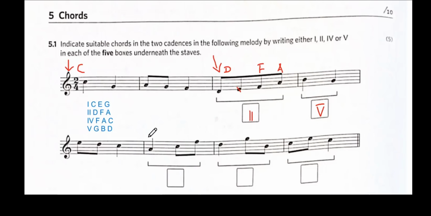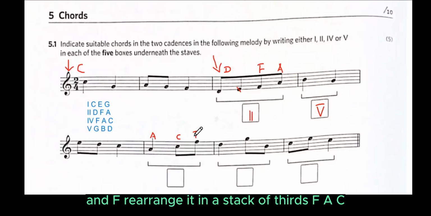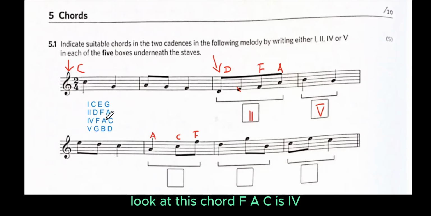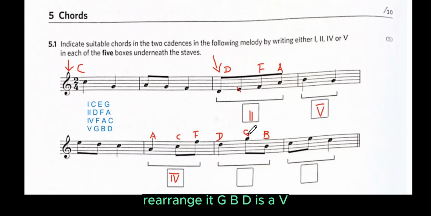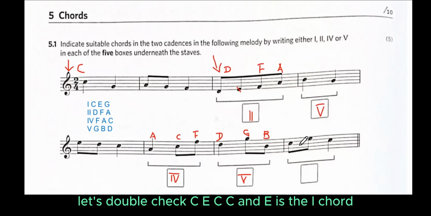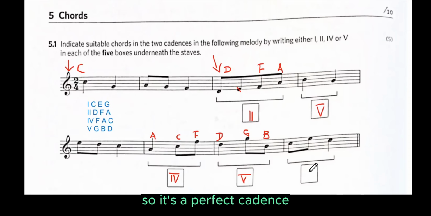The second line, this is an A, a C, and F. Rearrange it in a stack of thirds, F, A, C. Look at this chord, F, A, C is 4. The next bar, D, G, and B. Rearrange it, G, B, D is a 5. Then most likely this will be a 1. Let's double check. C, E, C. C and E is the 1 chord, so it's a perfect cadence.